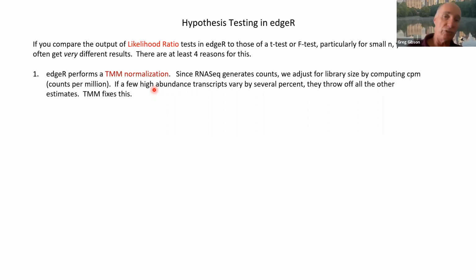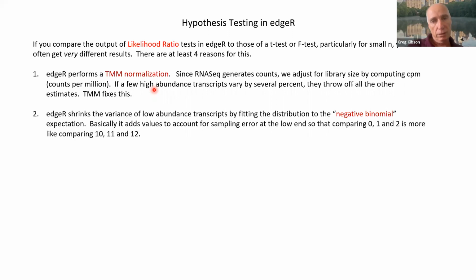So TMM normalization is adjusting to that sort of bias. DESeq has a similar adjustment. The second thing that's happening is that EdgeR is shrinking the variance of low abundance transcripts by fitting something called the negative binomial expectation. So it's actually doing its statistical tests not assuming a normal distribution, but rather assuming a negative binomial distribution of the data. And I'll show you tomorrow what that looks like.